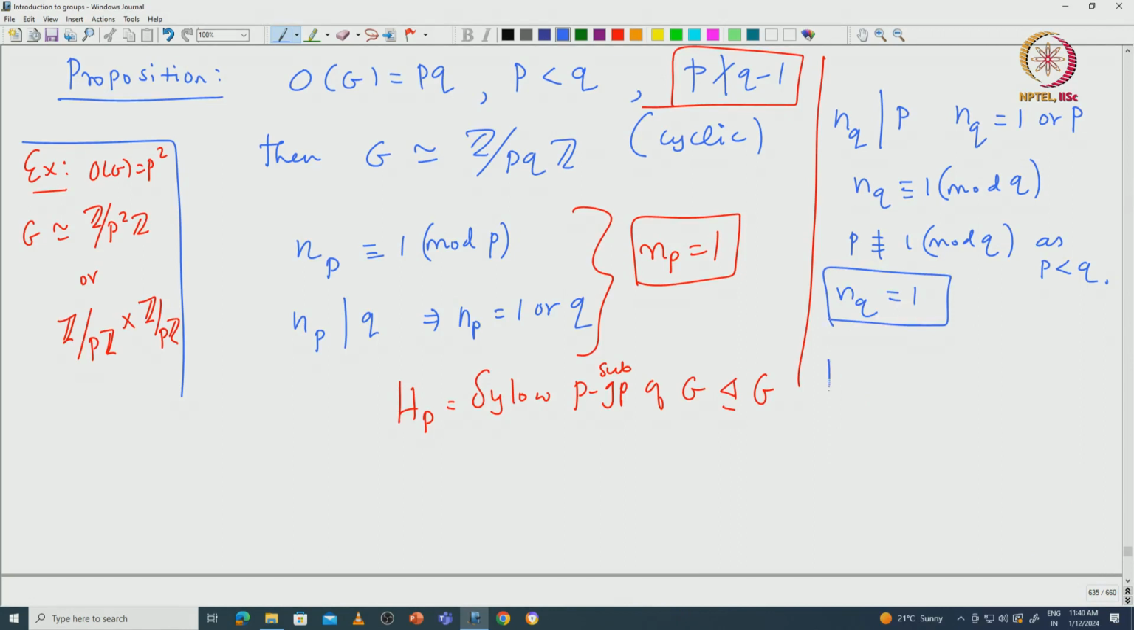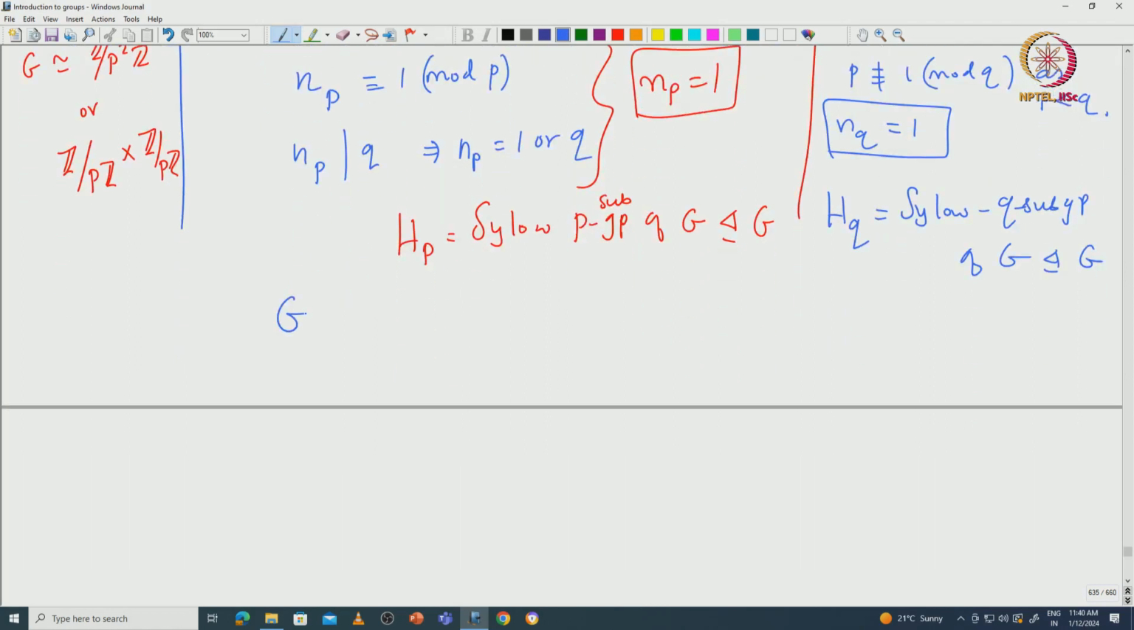So that means if you take this HQ, which is again the Sylow Q subgroup of G, that is also normal in G. So now we are in the previous setting. Then if you look at G, which has to be the product of HP and HQ, note that HP intersection HQ must be trivial, because any element of this intersection should have order dividing both P and Q, but P and Q are relatively prime. So it must be identity.